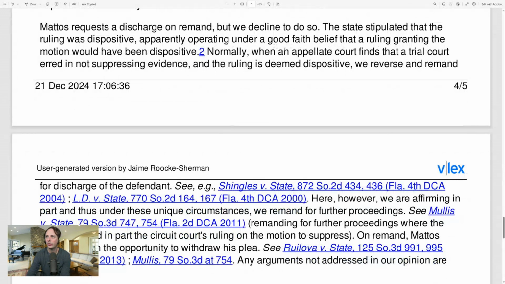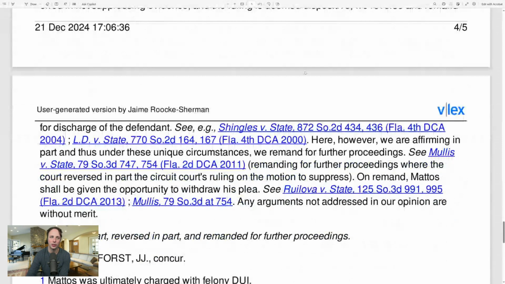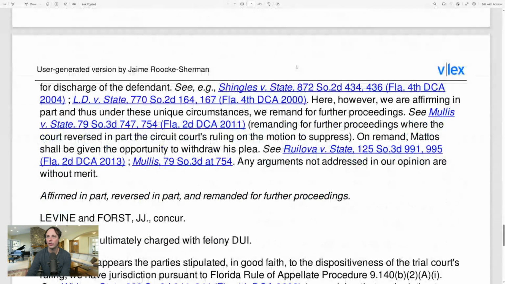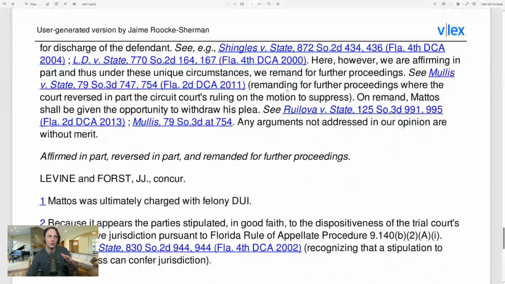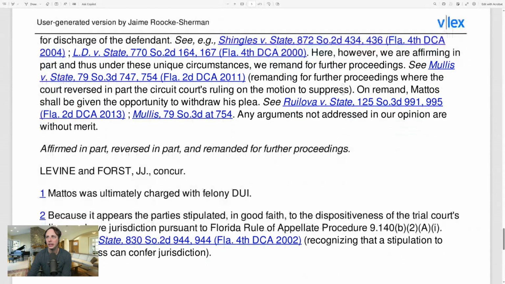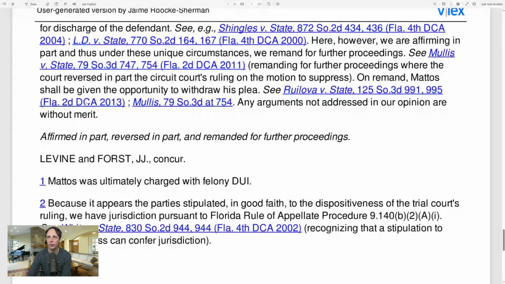Normally, when an appellate court finds a trial court erred in not suppressing evidence and the ruling seemed dispositive, we reverse and remand for discharge of the defendant. In other words, letting him go. Here, however, we are affirming in part, and thus under these unique circumstances, we remand for further proceedings. Because again, the arrest for breach of the peace was valid, but not the rest. So there is still something to charge him with. On remand, Matos shall be given the opportunity to withdraw his plea. Any arguments not addressed in our opinion are without merit.